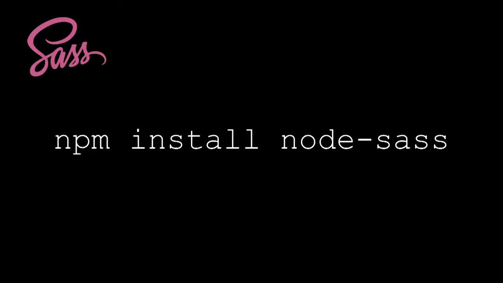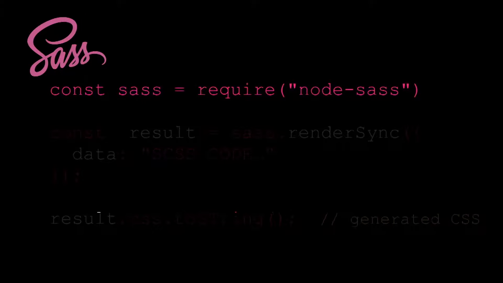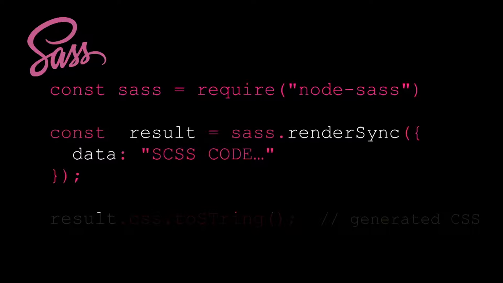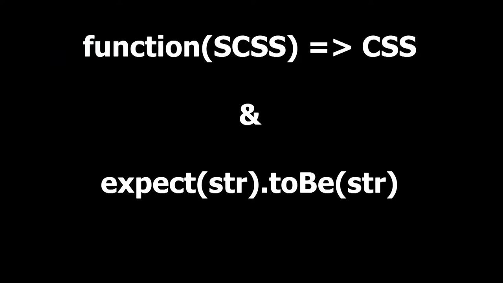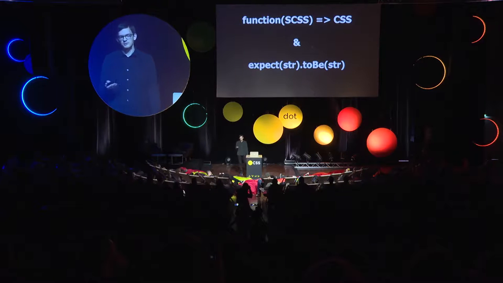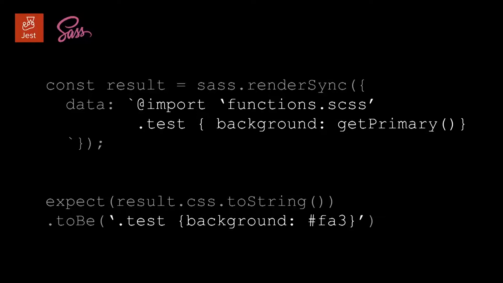On the other hand, I will use SASS, the Node.js version of SASS. I require it in my script, and this is the best part. SASS has a renderSync method, which I can pass my SASS code, and it returns the generated CSS in a string. So now I have a function to go from SASS code to CSS, and I can expect on it.